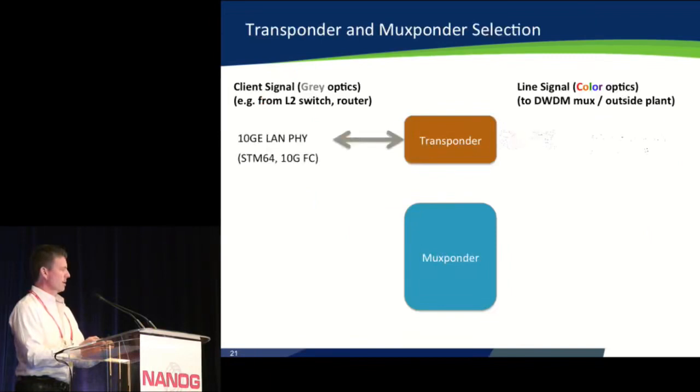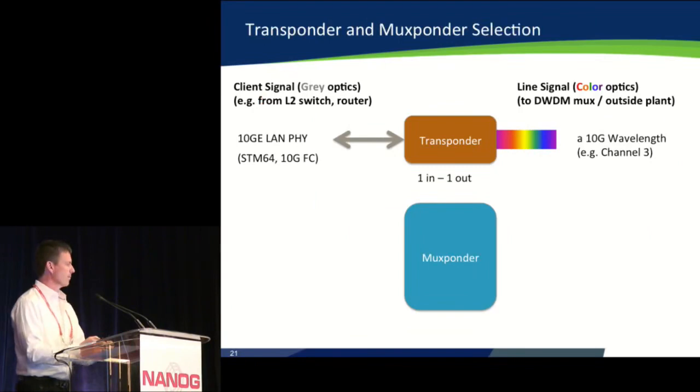As I said, the transponder is a one-to-one element. It's generally electrical, so it'll have a retiming element. It'll do an electrical-optical conversion. And what it can be used for is to take a gray optic, say from a router or a switch, and convert it to a specific wavelength or specific channel that can be transmitted in the DWDM network.